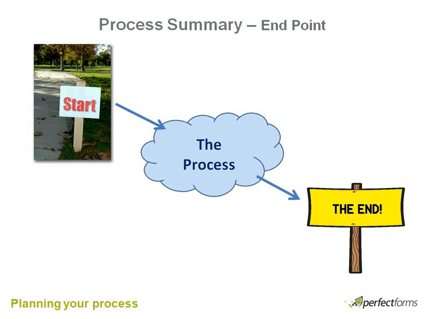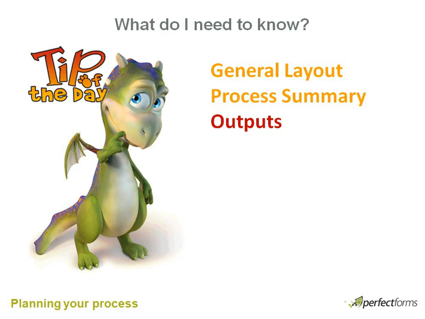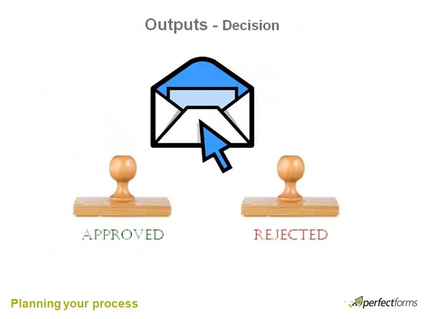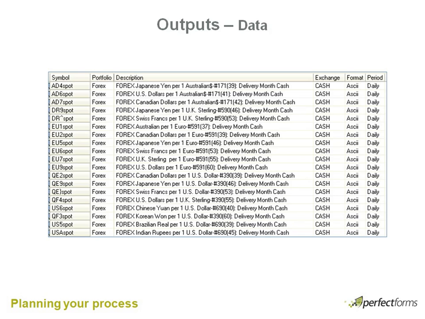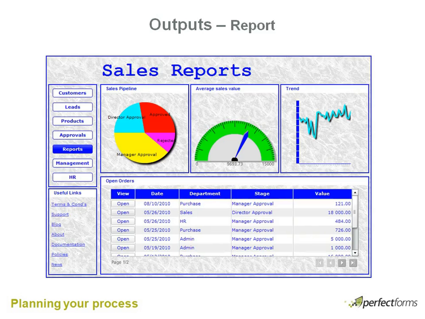Where, if anywhere, will the process finish? When it does finish, what will be the required outcome? It could be a simple decision communicated by a confirmation email. A value perhaps? Data? Or a report? The important thing is that you need to know what is supposed to come out of the system, as it could affect what data you have to collect and how it might need to be manipulated.